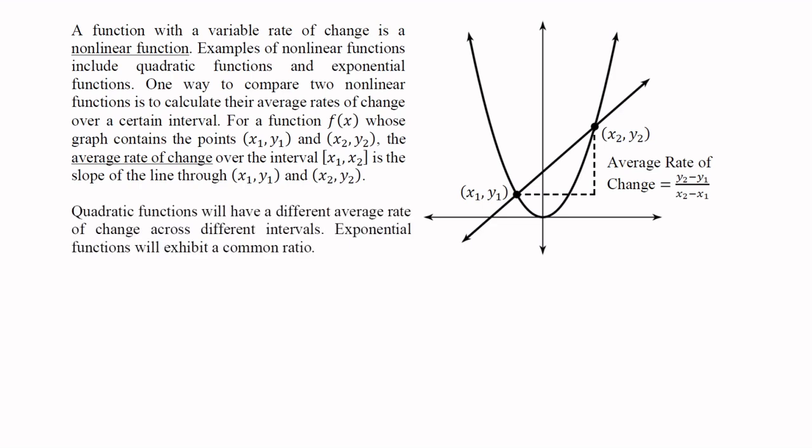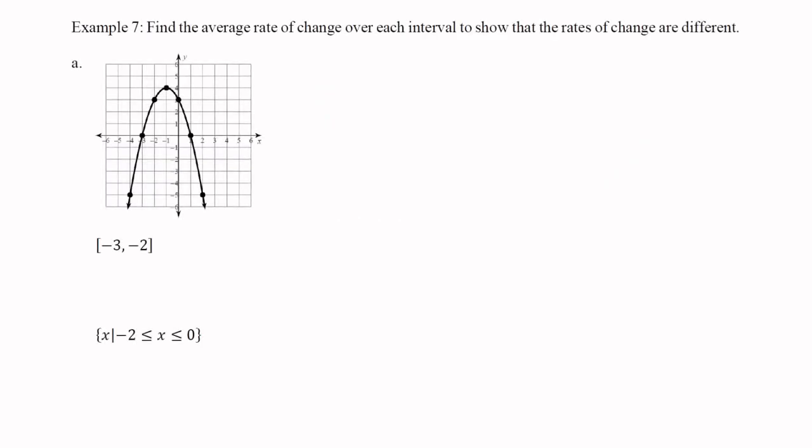Quadratic functions will have different average rates of change across different intervals. Exponential functions will exhibit a common ratio. So let's look at a quadratic function.